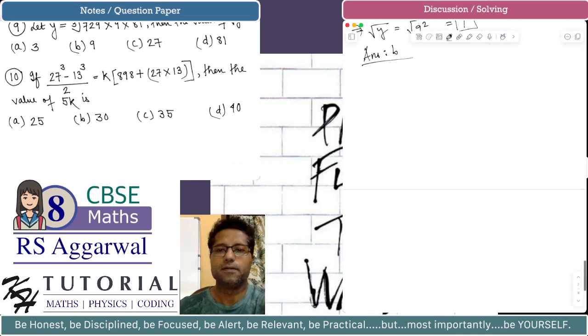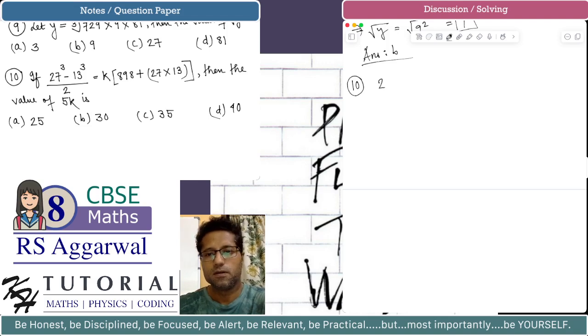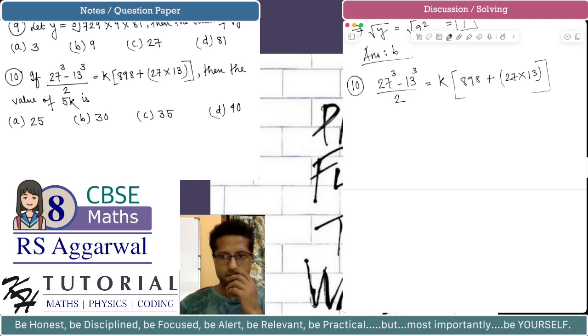Question number 10. An equation is given: 27 cube minus 13 cube divided by 2 is equal to k into 898 plus 27 multiplied by 13. We have to find k.